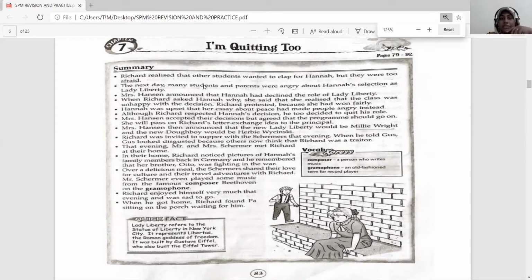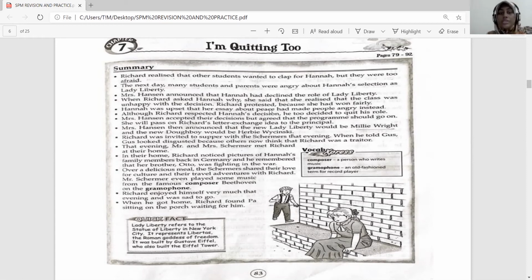Then the next day, many students and parents were angry. So basically the story of Hannah getting the role had gone around the whole of Turtle Lake. Because it's a patriotic program, it is done in quite a big way, because they wanted to sell the Liberty Bond. Mrs. Hanson announced Hannah had declined the role of Lady Liberty. When Richard asked Hannah why, she said she realized the class was unhappy with her decision. Richard protested because she had won fairly. The rule was only one: whoever writes the best essay gets the role. And even after she wrote the best essay, they still could not accept her.